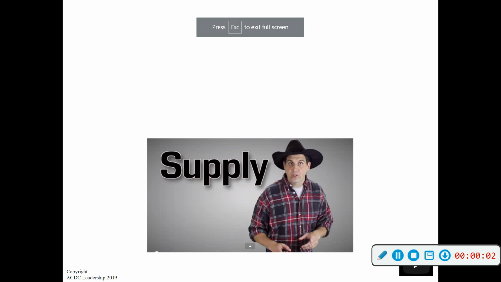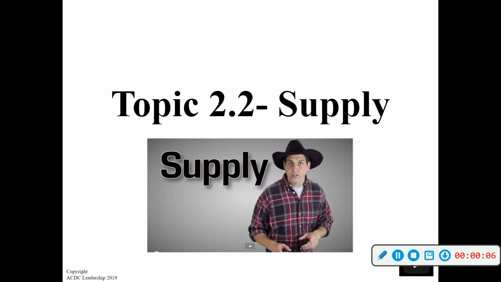So in 2.1, we talked about demand, which is from the consumer point of view. 2.2 is supply, which is from the producer point of view. So in a way, it is the exact same, but it is the exact opposite. Right now we're in the product market. We're eventually going to get to two different markets. We've got the product market, and later on we'll call the resource or the labor market.